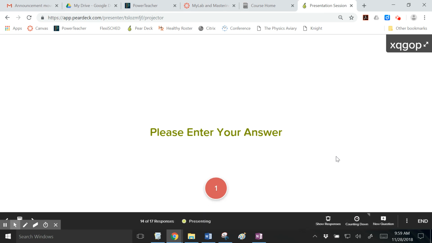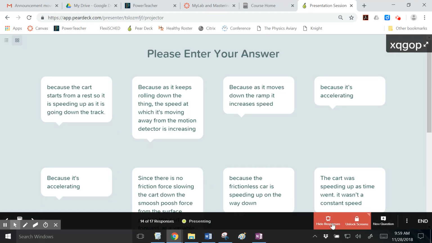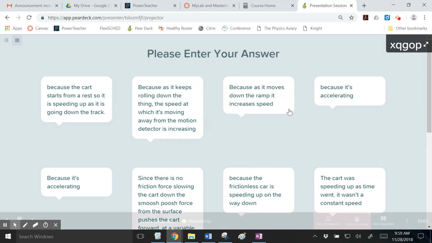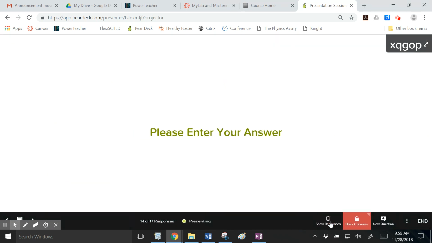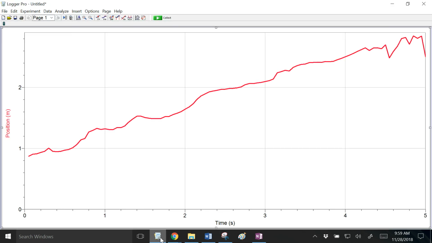Okay, what are we seeing here? Because the cart starts from rest, so it's speeding up as it's going down the track. Because it moves down the ramp and increases speed because it's accelerating. Keeps rolling down. The speed at which it's moving away from the motion detector is increasing. Okay, so it sounds like we've got some good agreement there on why we're drawing the shape of the graph that way.